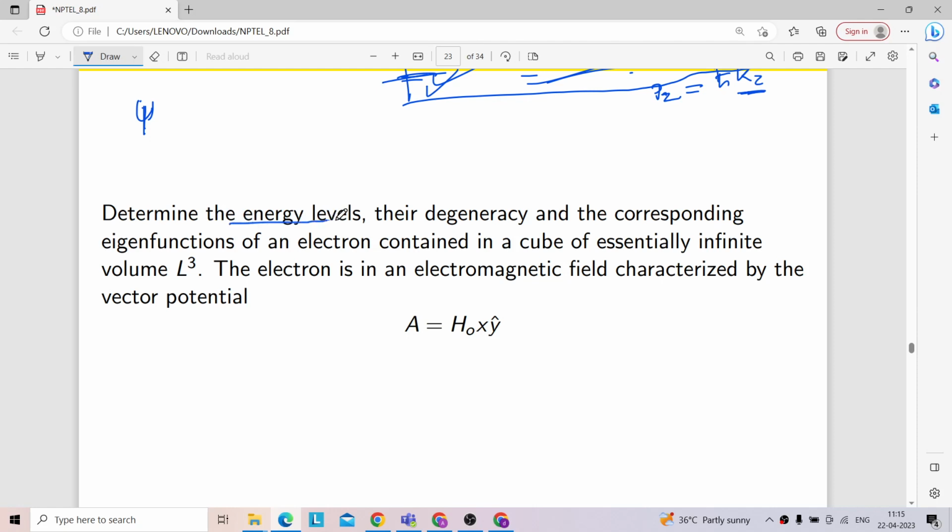Okay, determine the energy levels and their degeneracy and the corresponding eigenfunctions of an electron contained in a cube of essentially infinite volume L cube. The electron is in an electromagnetic field characterized by the vector potential this, right?